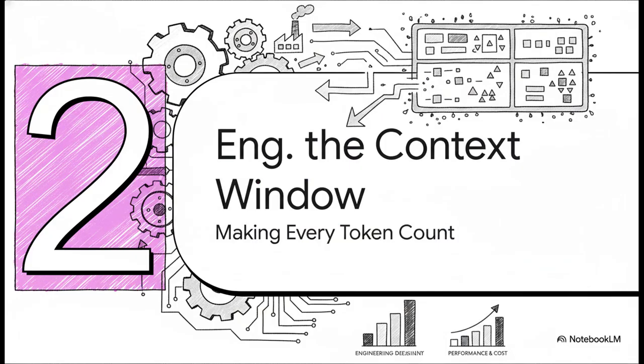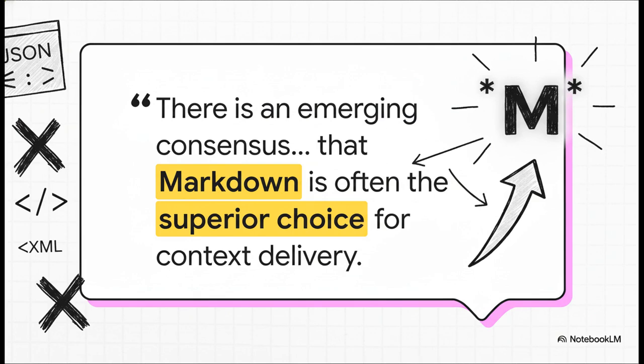All right, so with those frameworks in mind, let's get into the real nitty-gritty engineering decisions. Because even with today's absolutely massive context windows, how you format and position information has a huge impact on both performance and cost. One of the most critical decisions is simply, what format do you use? While you've got options like JSON or XML, there is a growing consensus, as this quote points out, that one format is pretty much always the superior choice because of its simplicity and efficiency.